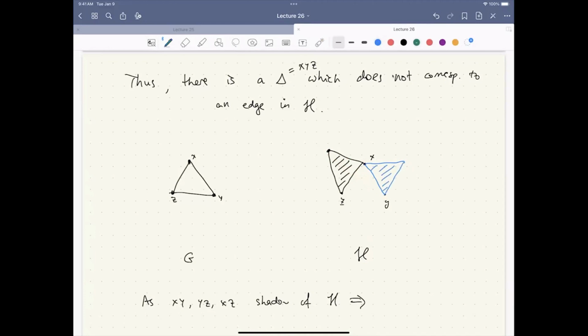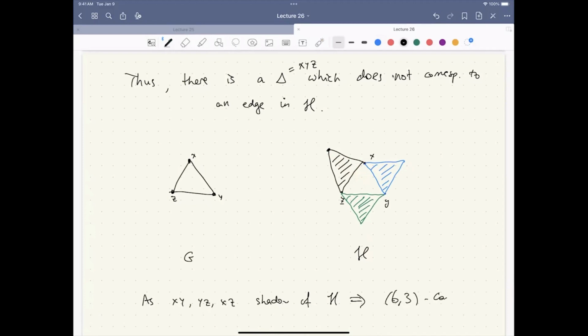Similarly, this one is contained in a hyperedge, and the third vertex must be a new vertex. Otherwise, you will obtain a nonlinear hypergraph. At the end, we will get a 6-3 configuration as above, contradiction. That's it. So this is the non-H triangle that's coming from 3 hyperedges corresponding to a 6-3 configuration.